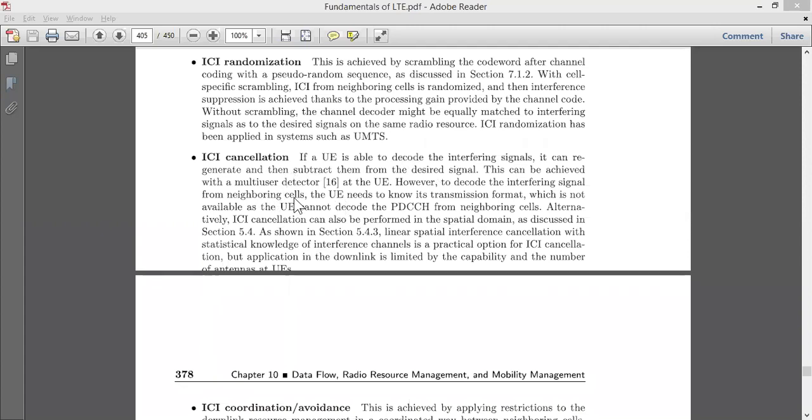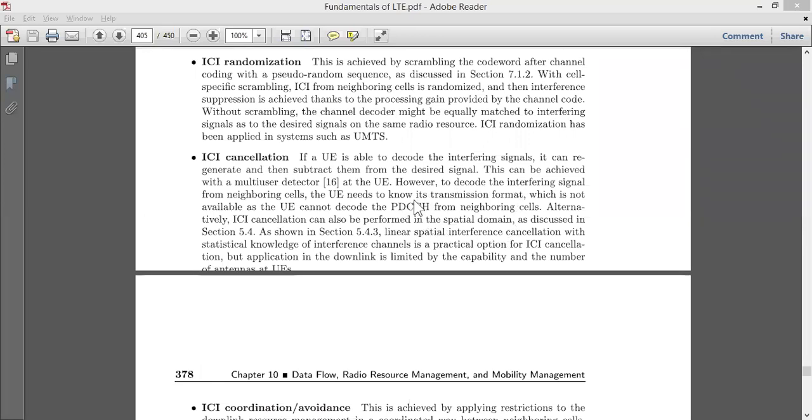This is done with a multi-user detector. Instead of using one detector, you may go for more than one detector. Because if you use one detector at one particular time, it may not detect the interference signal. If you use multiple detectors, there is a possibility that at different time intervals the detector may detect the code and go for subtraction, so that the desired signal can be obtained for that particular user equipment.